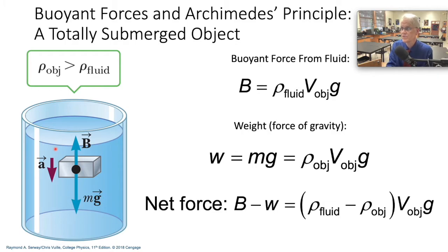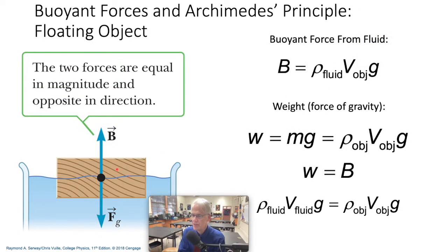Now, what happens when this object, once it accelerates to the top, eventually floats, right? What happens then is that it's in static equilibrium. The buoyant force and the force of gravity are equal. So the same thing's sort of happening there.